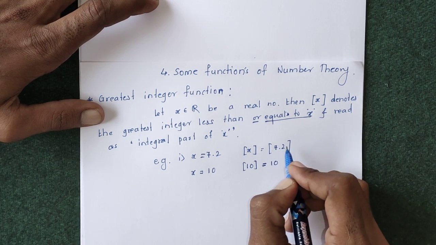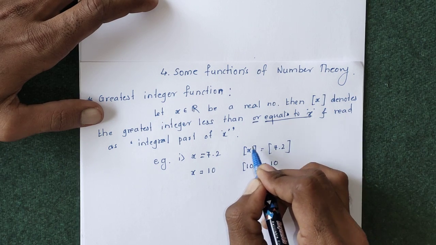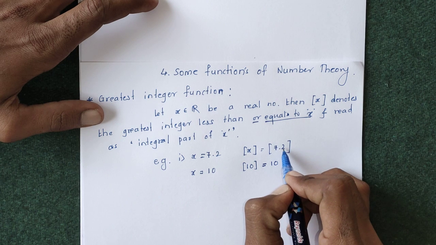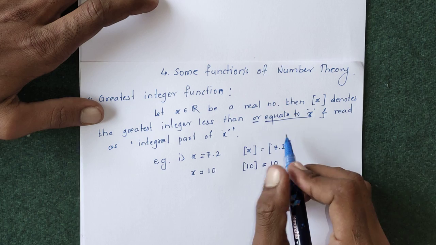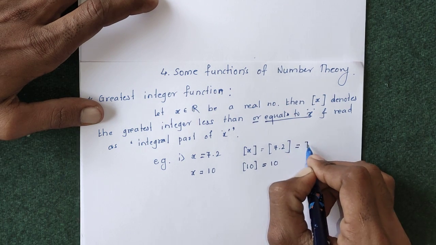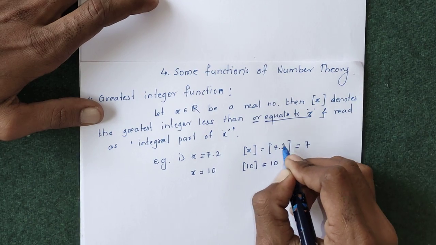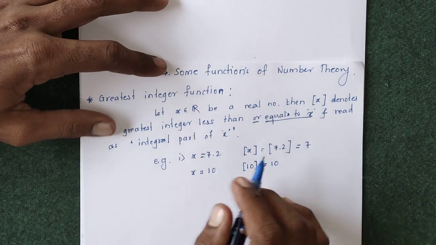But for 7.2, the integers less than 7.2 are 7, 6, 5, 4, 3, 2, 1, 0, minus 1, minus 2. All are integers less than or equal to 7.2. But the greatest among all those integers is 7. So 7 is the integral part of 7.2. That is, 7 is the integer part in 7.2.